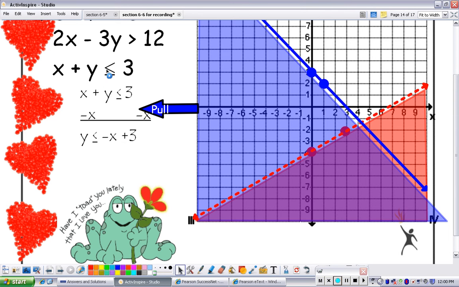We also have to put this in slope-intercept form. Subtracting x from both sides, we end up with y is less than or equal to a negative x plus 3. Dot on 3, down 1 and over 1, connect with a solid line since it's underlined, shading underneath since it's less than. The purple area, again, is going to be our answer.